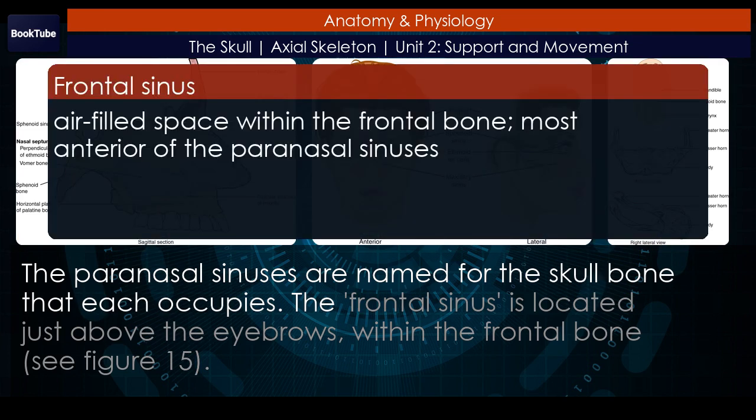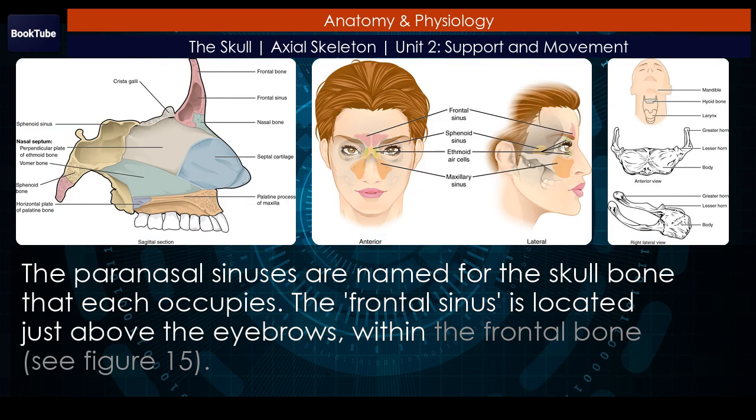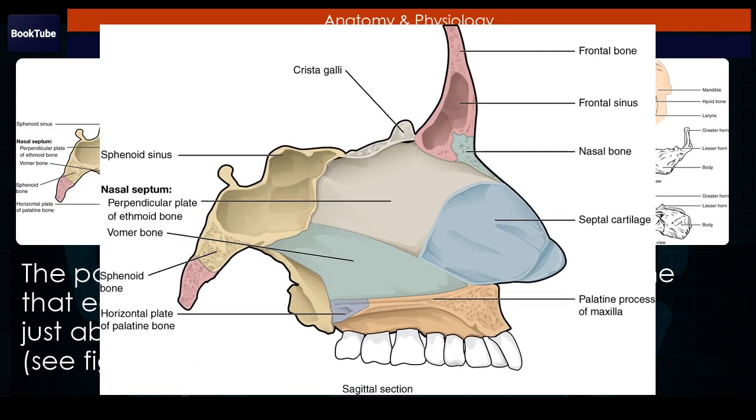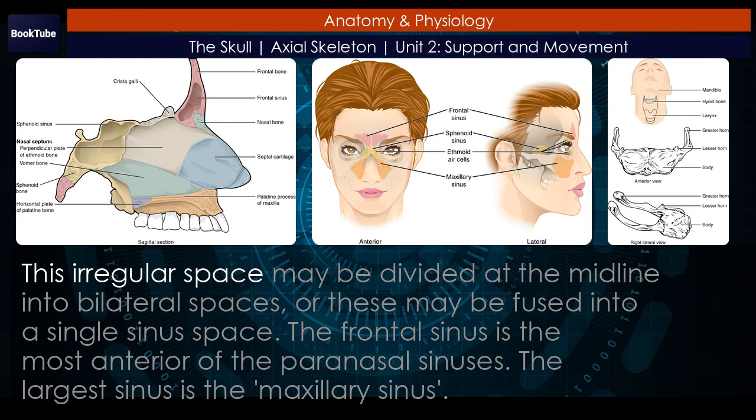The frontal sinus is located just above the eyebrows, within the frontal bone. See Figure 15. This irregular space may be divided at the midline into bilateral spaces, or these may be fused into a single sinus space. The frontal sinus is the most anterior of the paranasal sinuses.